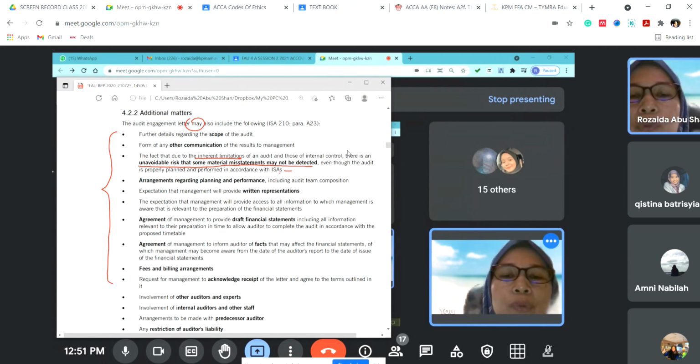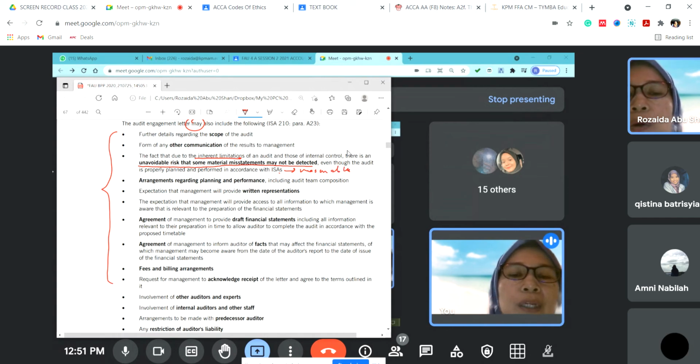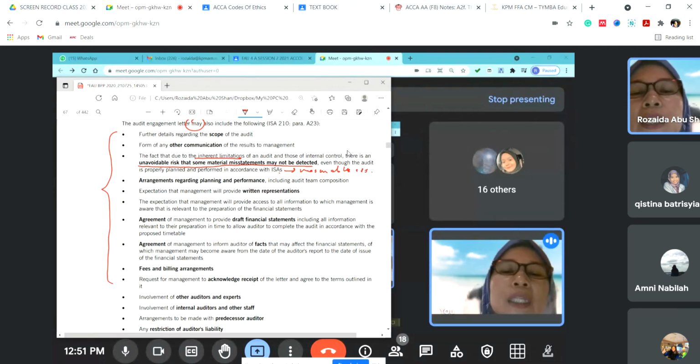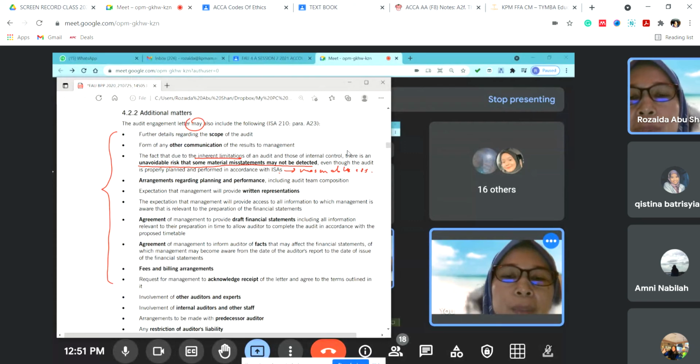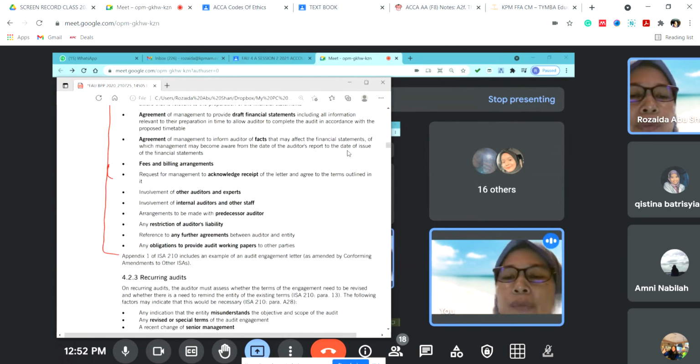So you have to state this in your letter of engagement, because you are based only on reasonable assurance. You might not be able to detect all material misstatements. So you have to put it in the letter of engagement to protect you from legal liability later. Okay, to protect from legal liability. Arrangement regarding planning and performance, expectation that management will provide written representation, and so on. So there are many, you can read by your own.